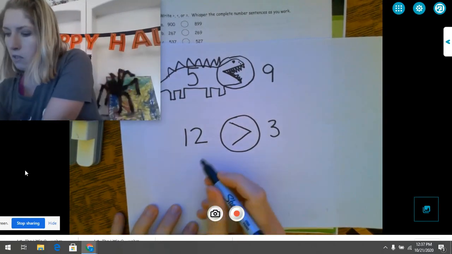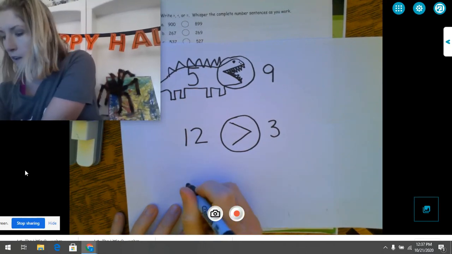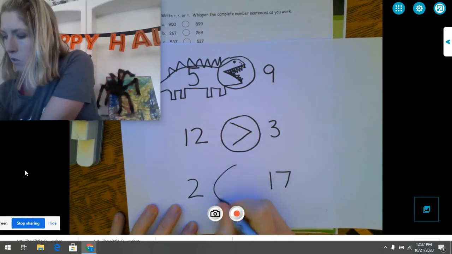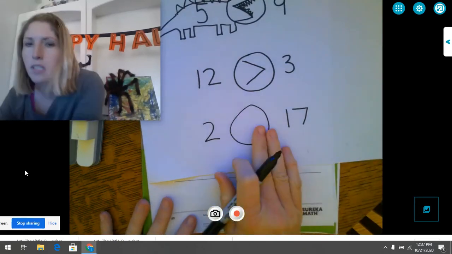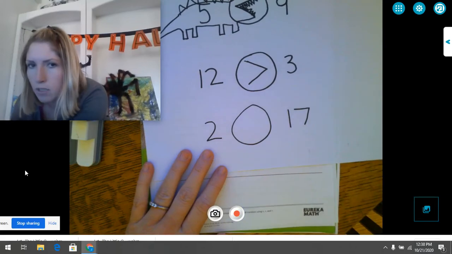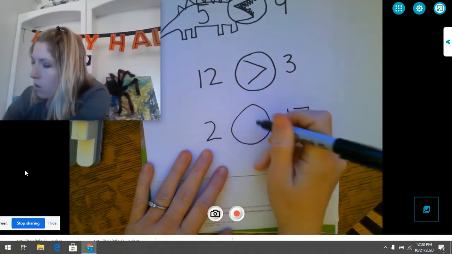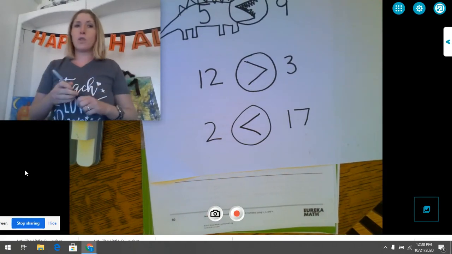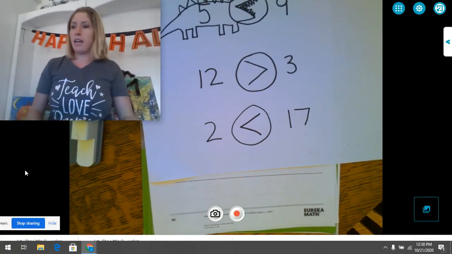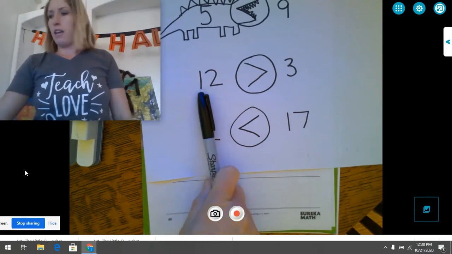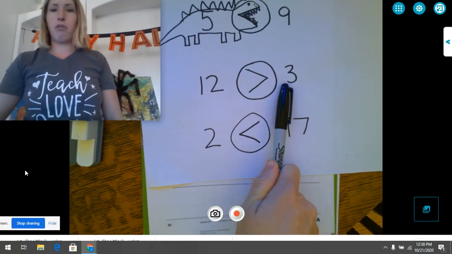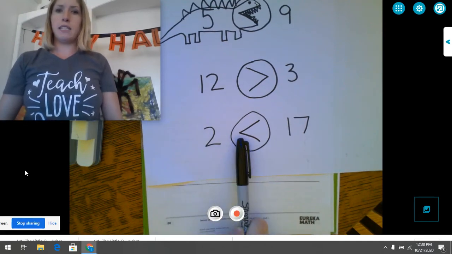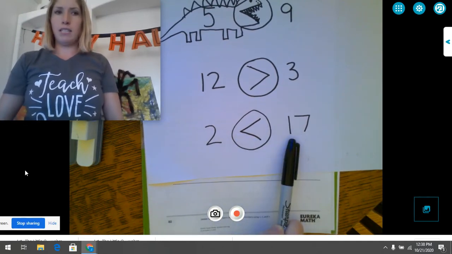Let's do another one. What if we have a 2 and we have a 17 and the circle in the middle? What would we put in that circle? Is it going to open towards the 17 or towards the 2? We have it open towards the 17 because that's the bigger number. So the way that you read that symbol when you see it is you would say 12 is greater than 3. On this one, it would say 2 is less than 17.